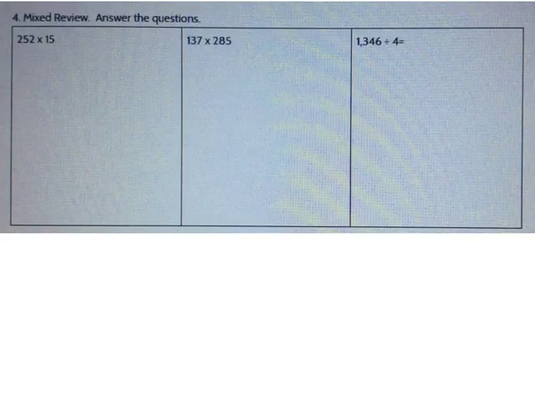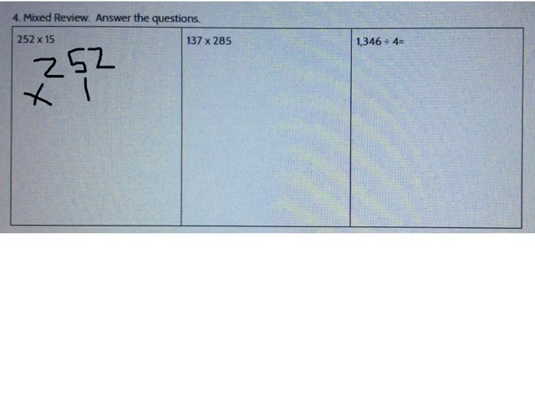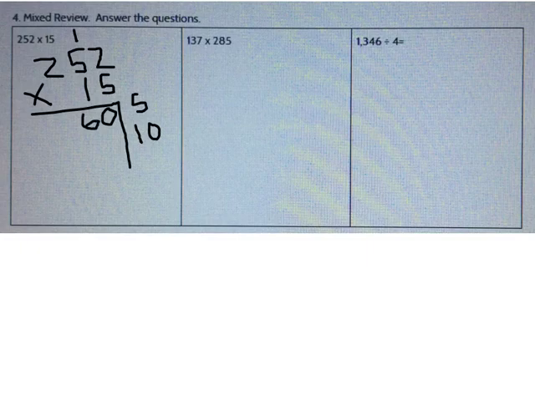Answer the questions. First, what's 252 times 15? Well, when I multiply 252 times 15, I start by multiplying 5 times 252, then 10 times 252. 5 times 2 is 10. 5 times 5 is 25, plus 1 more is 26. 5 times 2 is 10, plus 2 more is 12. I'm finished with my 5. Now I drop my 0 because 1 is in the tens place.